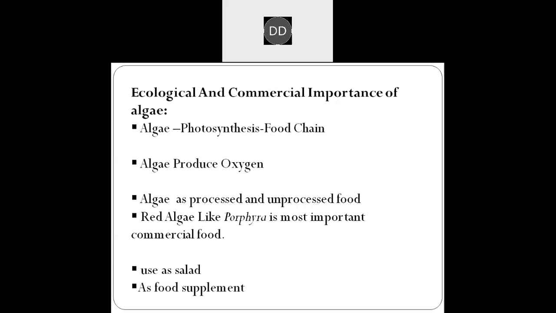And it is used as food for space travelers also.